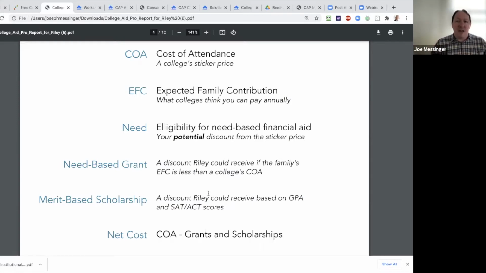What is cost of attendance? Well, that's a college's sticker price, right? What is EFC? Well, that's what the colleges think you can pay each year. These are important things. And then what's need? Well, that's your eligibility for need-based aid based on your financial circumstances. And then need-based grants, that's the discount you might get. Merit scholarships are based on your academics. At the end of the day, all that matters is the bottom line, net cost: cost of attendance minus grants and scholarships.